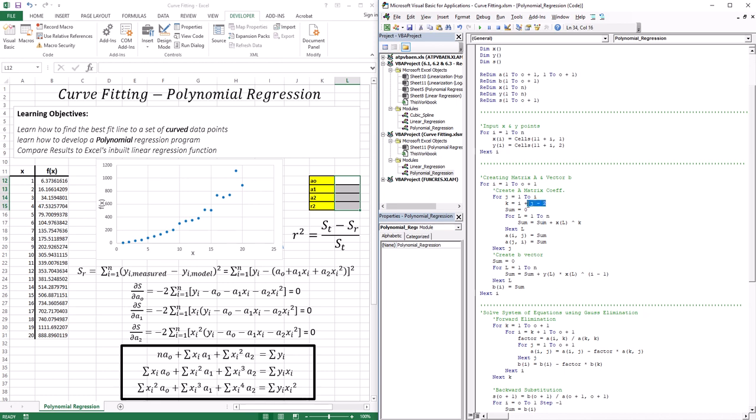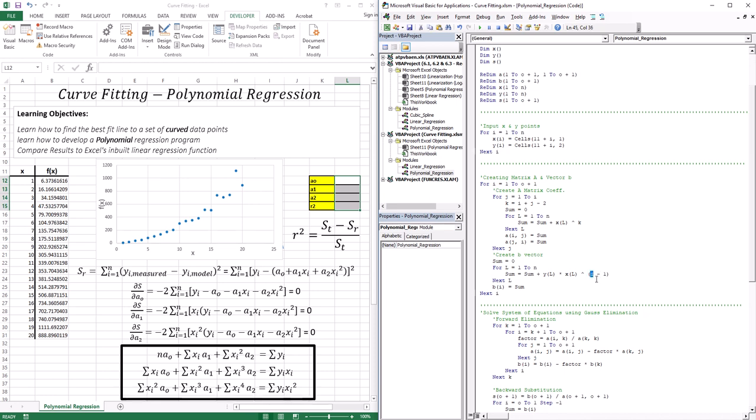6 minus 2, that's 4. You can see that this is going to create the xi to the fourth sum. And now that's going to be A33, and A33 is equal to the sum. So it creates this sum. And after we break out of this loop, now i is 3, right?